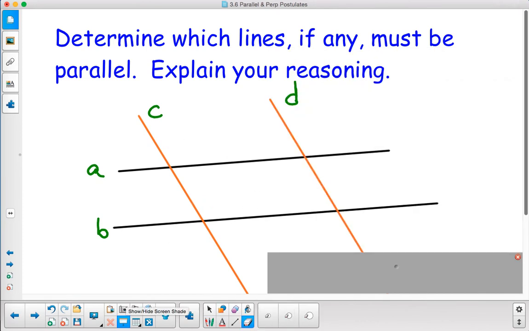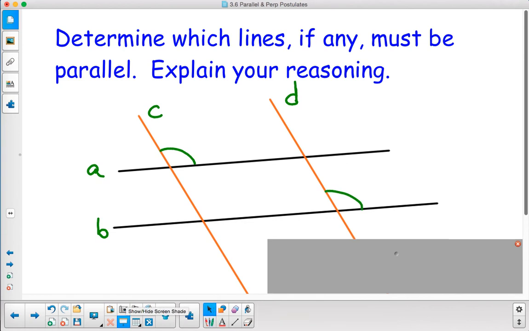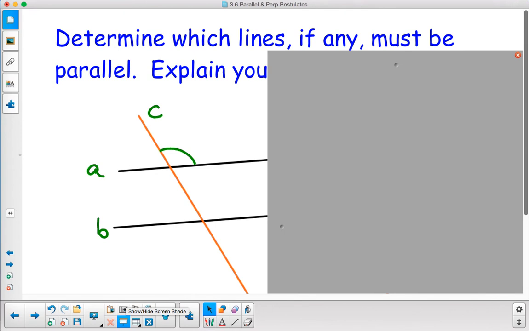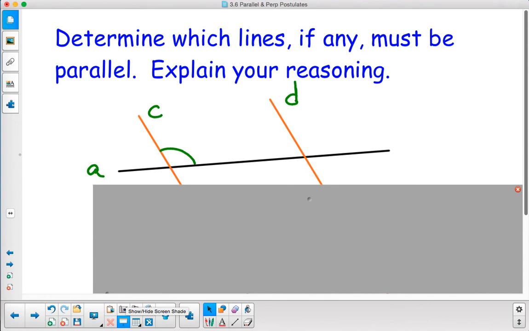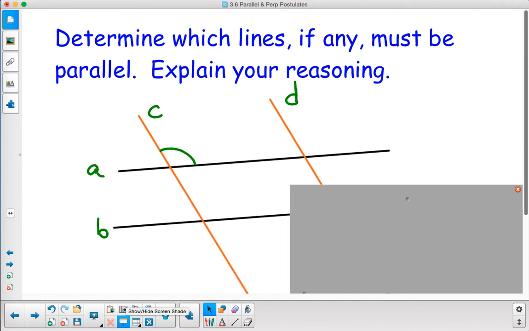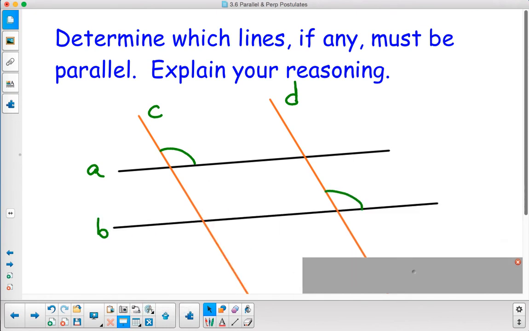What would be a no parallels? For instance, if I would go here and here. Because no matter what part I cover up, I get rid of one of the angles. So I can't make two lines and a transversal with those as my angles.